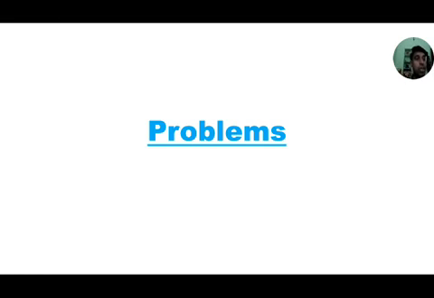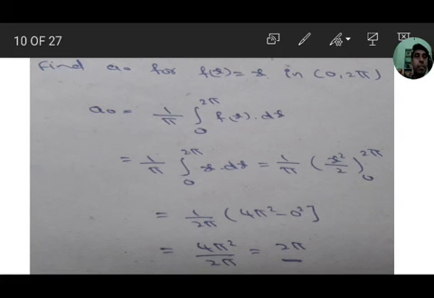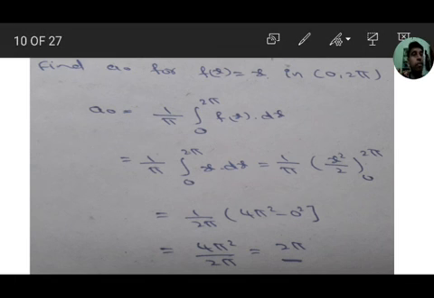Next, let us move to the problems. In this class, we will do simple problems only, to find a naught, a n, b n values. Next class, we will find the Fourier series for different functions. So, first problem. Find a naught for f of x equal to x in the interval 0 to 2 pi.